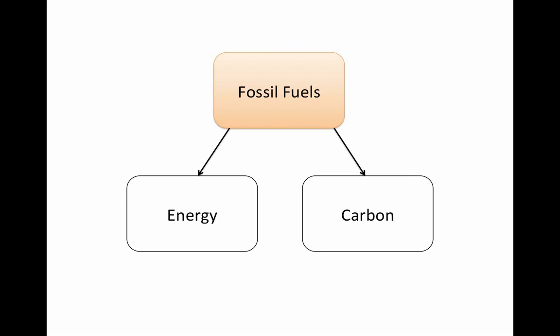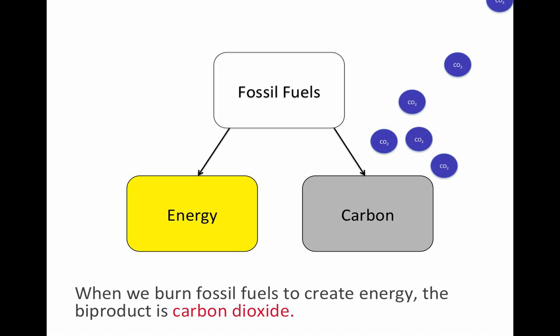So when we burn fossil fuels, one thing that we get is energy. But at the same time, we also get some carbon. That's what fossil fuels are composed of. It's energy and carbon. So when we burn them, we get both of these things separated. And carbon goes into the air to produce a byproduct called carbon dioxide.